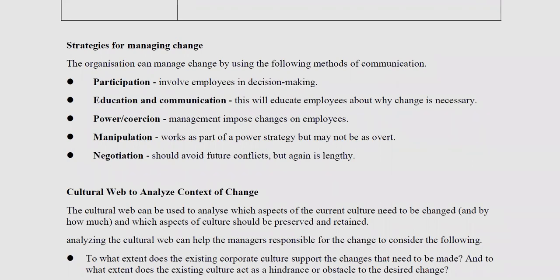So when it comes to strategies for managing change, we can enhance participation, where everybody will be important in the decision-making process, making everyone a hero. Education and communication: educate employees about why the change is necessary.